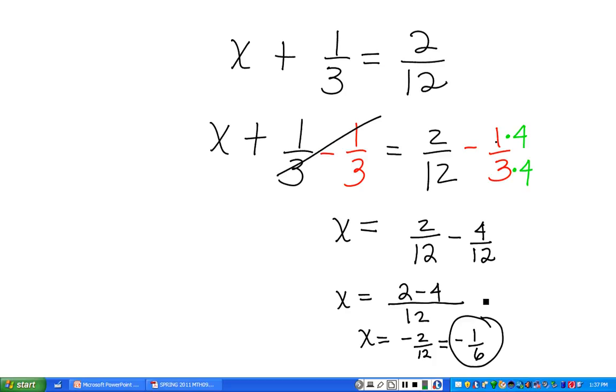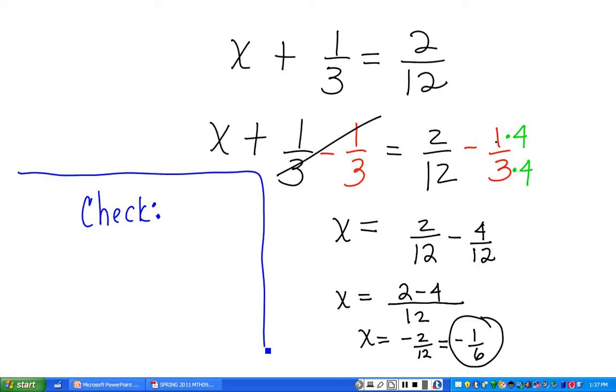Now, how can we check this answer? Let's check it. You can always replace the variable that was in your original problem with the answer. Okay, so instead of writing x plus 1/3 equals 2/12, we can write negative 1/6 plus 1/3 equals 2/12.